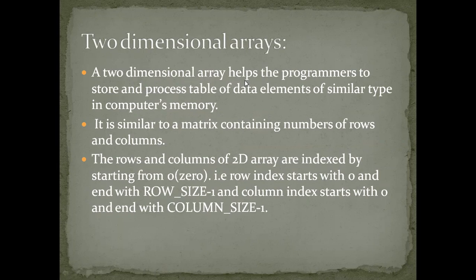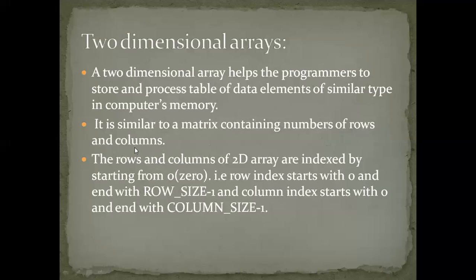A two-dimensional array helps programmers to store and process a table of data elements of similar type in a computer's memory. I told you in the last class that we are talking about data elements of similar data type. This is the definition of the array, you might remember. So in a two-dimensional array also we are going to consider data elements of similar type. It is similar to a matrix containing rows and columns. What does a matrix contain? It contains rows and columns.